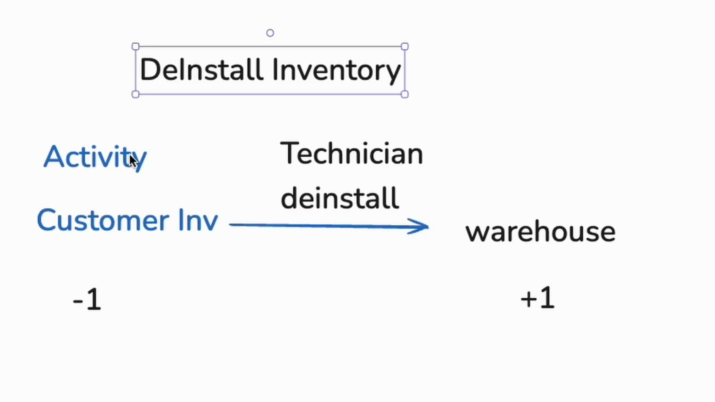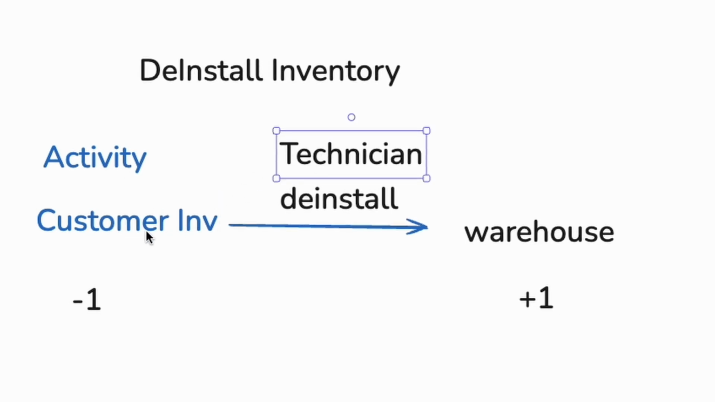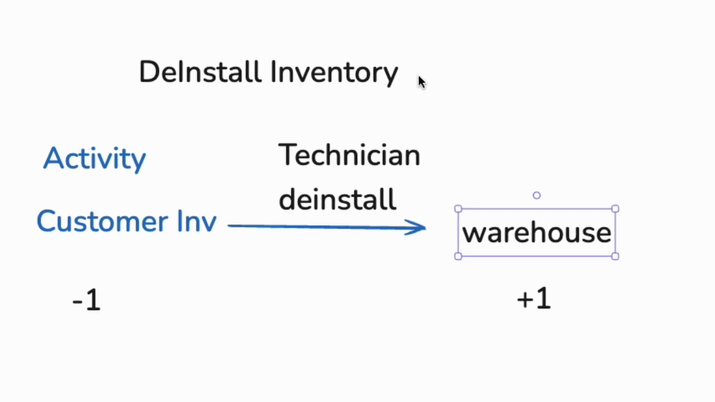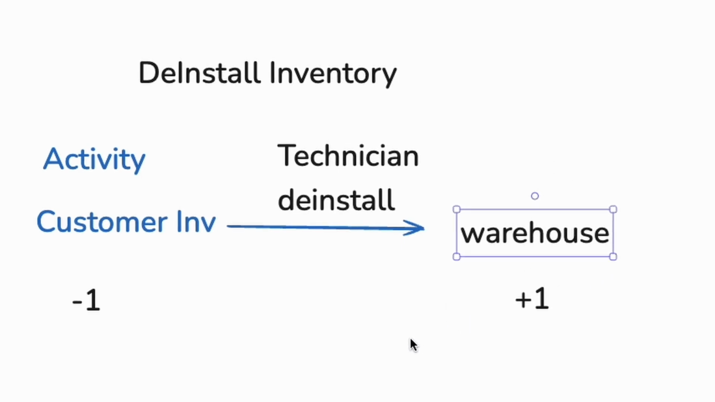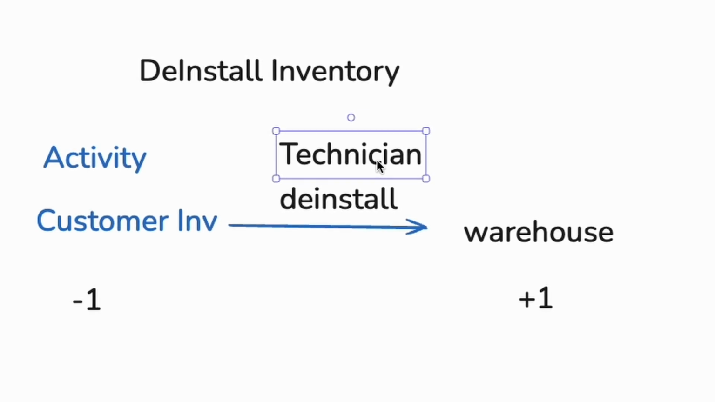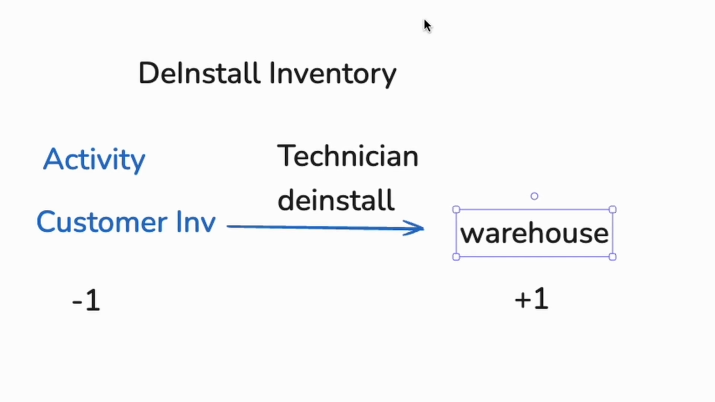Suppose there is a scenario where a customer inventory is installed on a customer site. The technician is going to deinstall this inventory. So this inventory will be reduced from the activity level and it will be added to the warehouse. But right now we are not using inventory management with warehouse. So it will only reflect in the deinstalled inventory section of inventory. But if we are using warehouse, then this will be added to the warehouse. It will not be added to the technician or an inventory, but it will be added to the warehouse if we are using inventory management using warehouse.